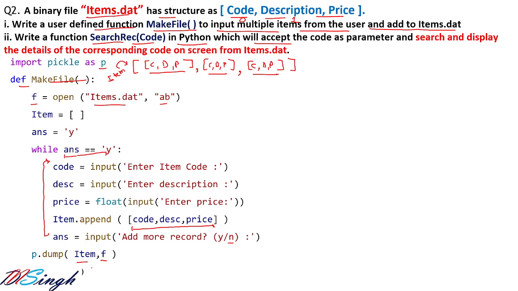Now we are going to write another function, that is the search record function. We are going to write it like def search record, and code is passed as an argument to this function.